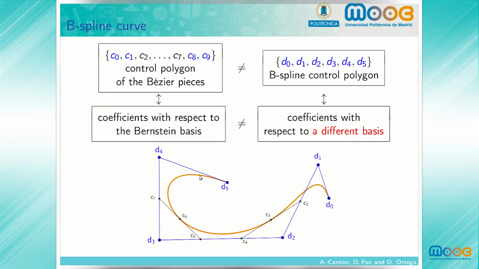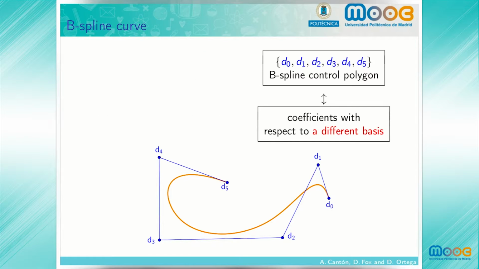The same curve can be expressed in terms of the control points of the B-spline control polygon, here indicated D0, D1, D2, up to D5. These are the coefficients of the curve with respect to a different basis.